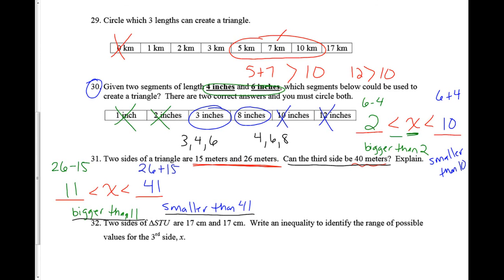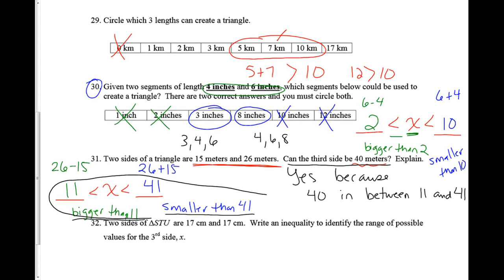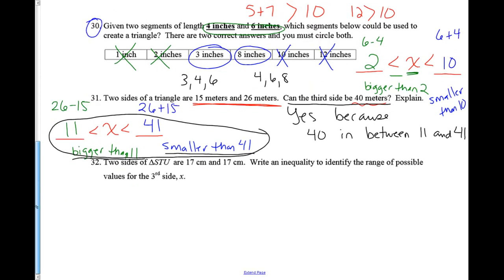That's a yes or no question. So the answer is yes, because 40 is between 11 and 41. Now, if you write that, the work here has to be shown. Okay? And again, that's not the only way to solve that one. That's just the method that I chose.